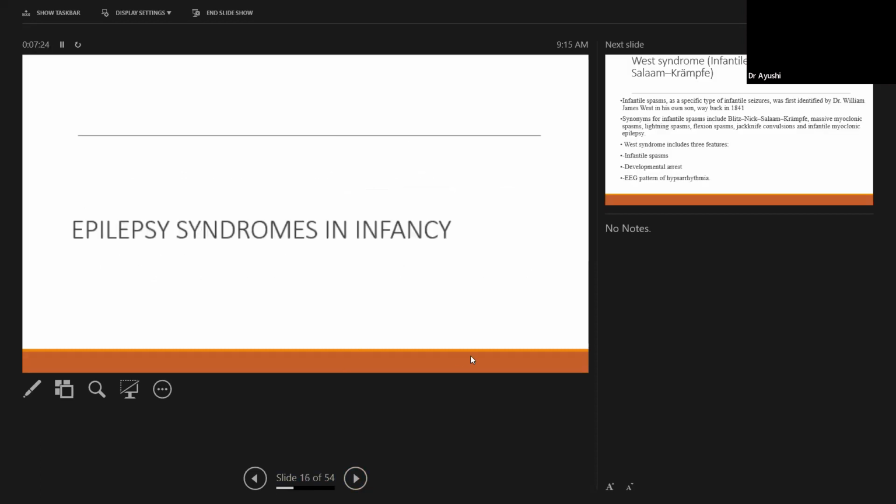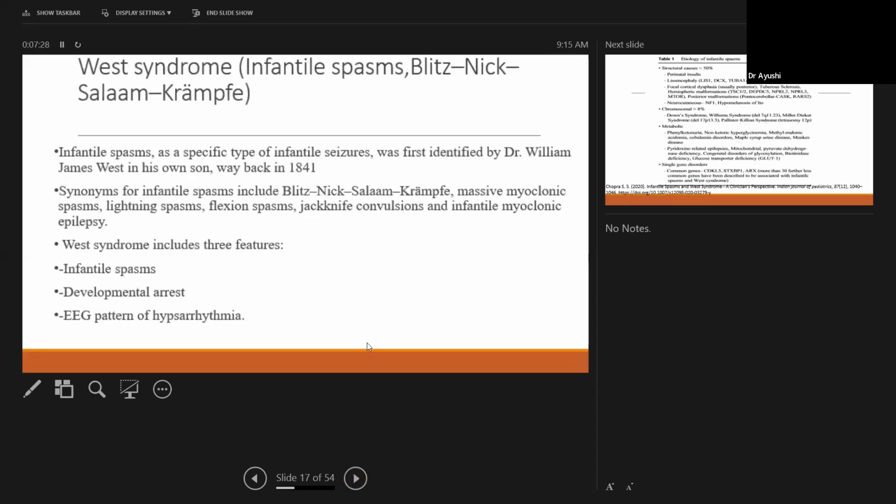Now, epilepsy syndromes in infancy. First, we will talk about West syndrome. Now, West syndrome includes three features: infantile spasms, developmental arrest, and an EEG pattern of hypsarrhythmia. Now, infantile spasms, as a specific type of infantile seizures, were first identified by Dr. William James West in his own son, way back in 1841.